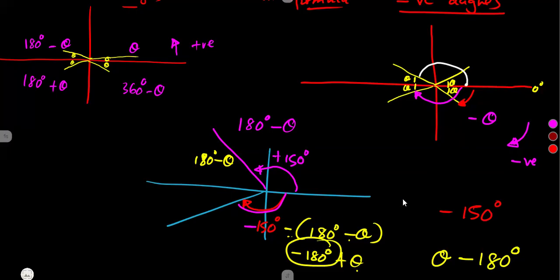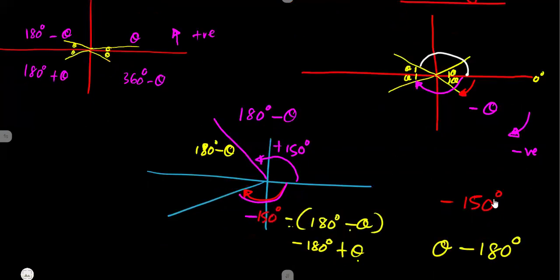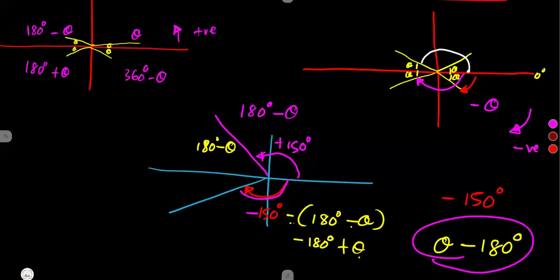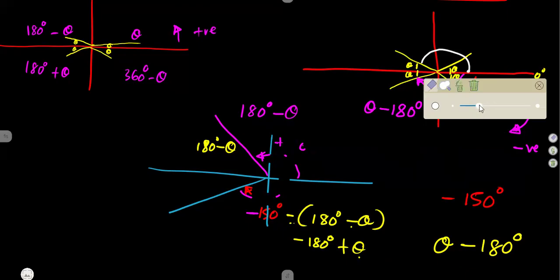Theta minus 180. So it follows that in the third quadrant, remember, here we are moving this way, so we are now in the third quadrant. It follows that as a negative angle in the third quadrant, our angle is going to be given as theta minus 180, or minus 180 plus theta. So this angle is theta minus 180 degrees. This is the angle that lies in the third quadrant as a negative angle.